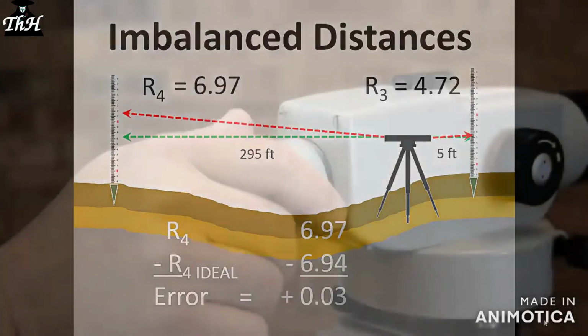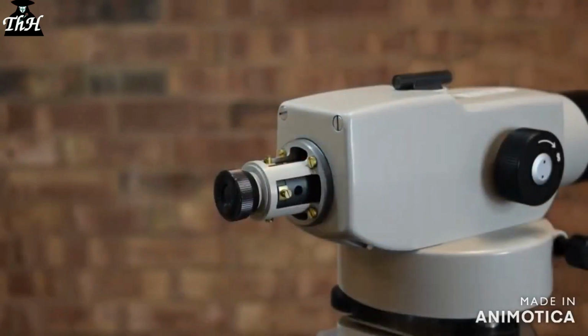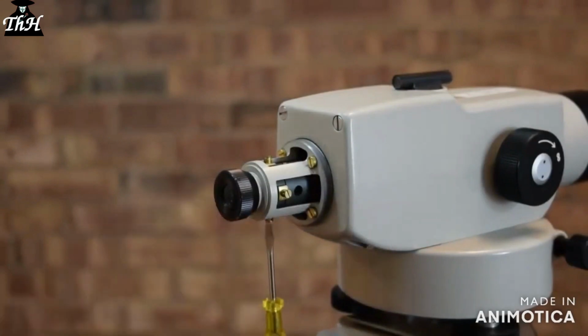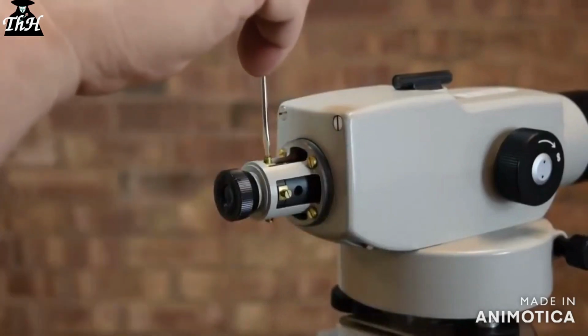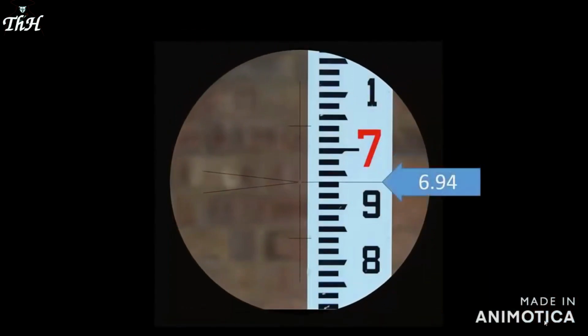To minimize this error, we adjust the crosshair of the instrument. Automatic levels typically contain at least one adjusting screw, concealed under a cover, that can raise or lower the crosshair to indicate the correct reading. This is a very tedious and delicate process. Experienced instrument operators can do this in the field. However, most people prefer to have this done by a trained specialist.